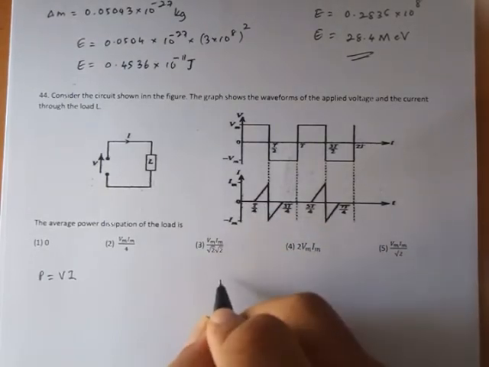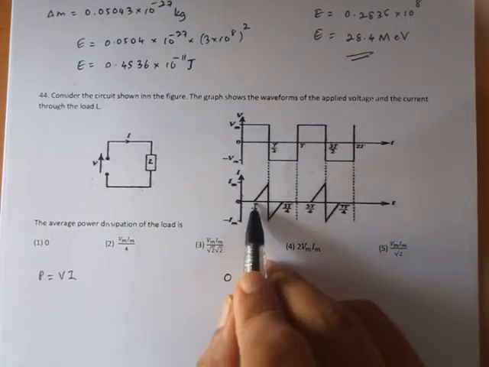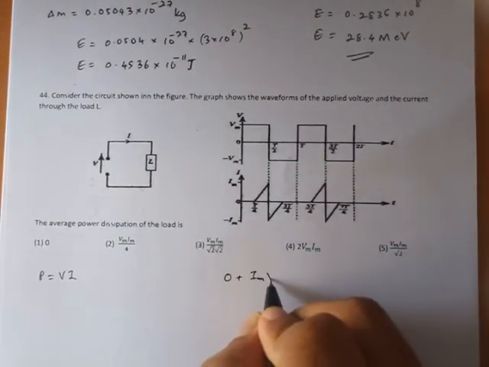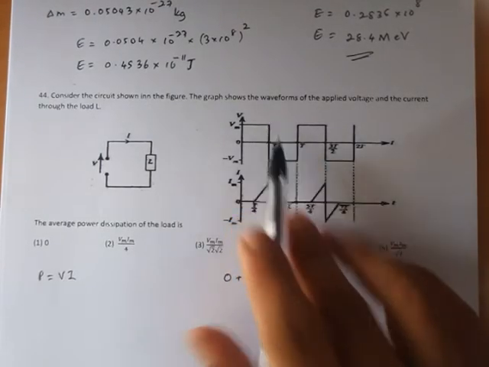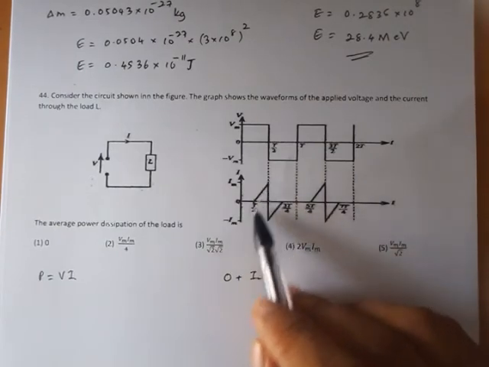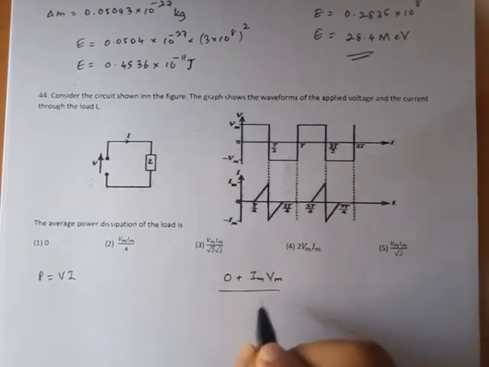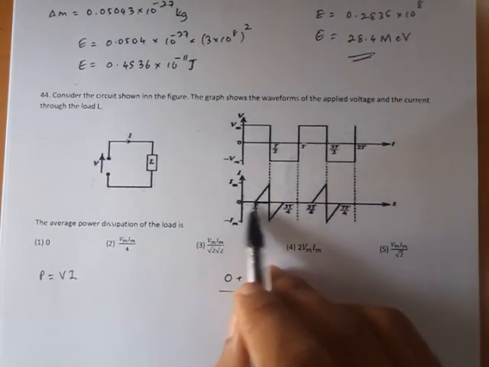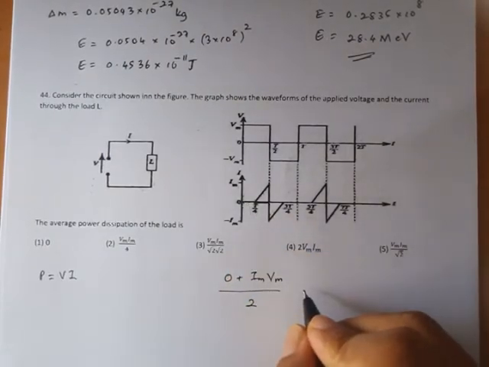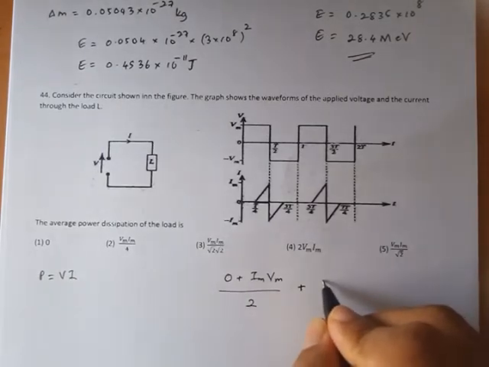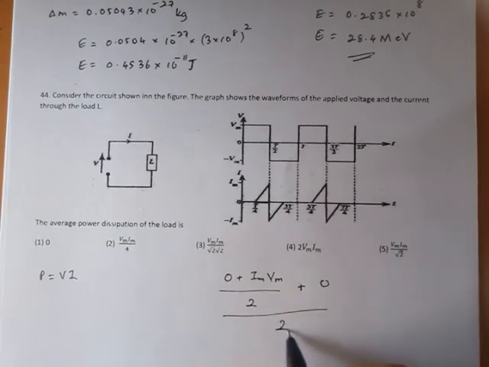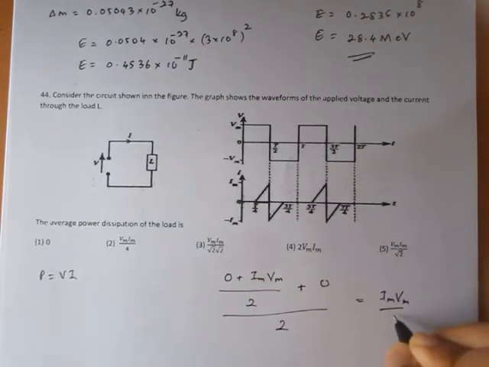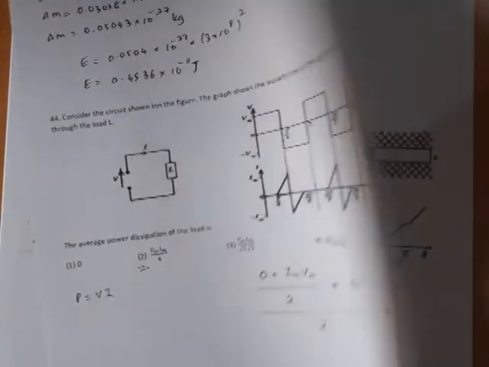The average I can write 0 here because current is 0. 0 times Vm we get 0, so power is 0, and here the power is Im times Vm. Okay, so here it's increasing linearly, so we can take the average like this, divided by 2. So this is the average between this time interval, and we want to find the average between this time interval. For that, now I want to take this value plus 0 divided by 2. Okay, so we get here Im Vm over 4. So that's the answer. Okay, and the next question, 45.